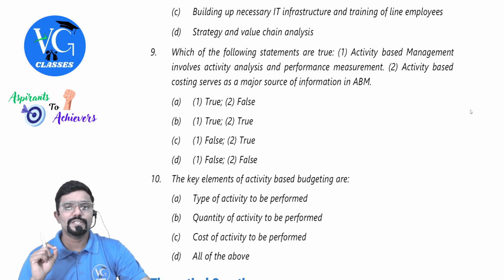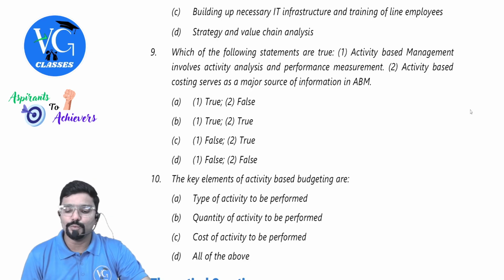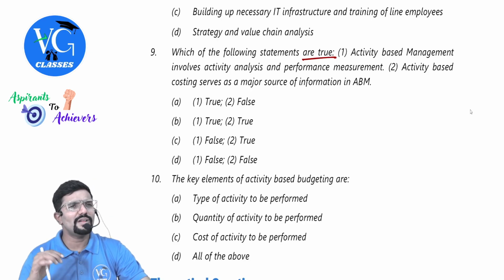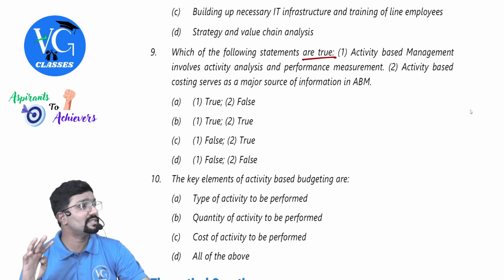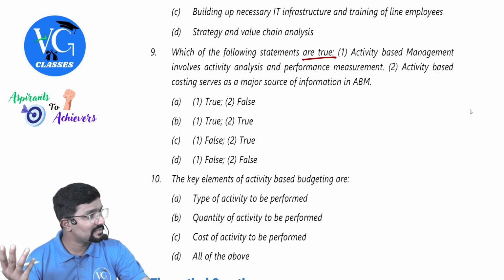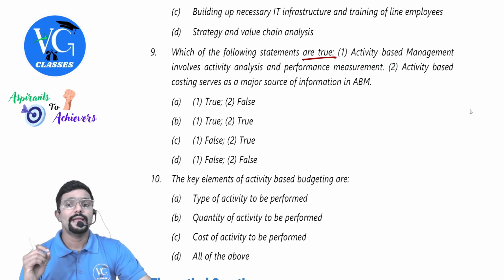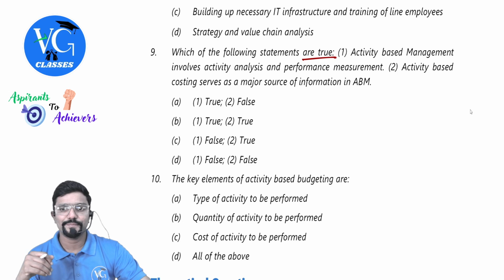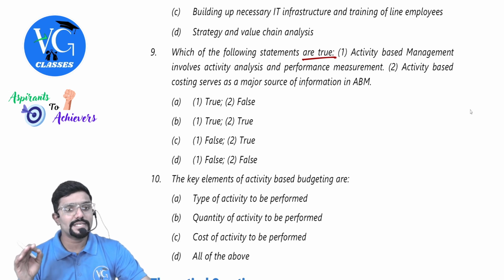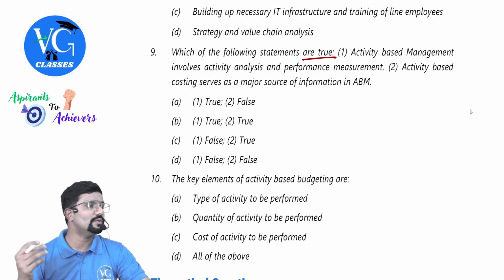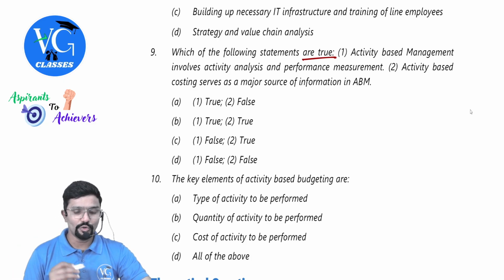Ninth one. Which of the following statements are true? Please be careful. All these questions can be asked vice versa also. They may sometimes ask which are not true, which is false. So please read the question carefully. Activity-based management involves activity analysis and performance measurement. Correct. Activity-based costing serves as a major source of information in ABM. Both are true. That means the answer is B.